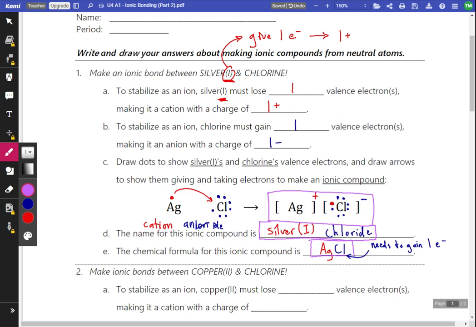Because of this give and take of electrons, we end up with this attraction between the positive ion, the cation, and the negative ion, the anion. And that attraction between those ions is called an ionic bond. And together, those elements, now ions, make a new substance with new properties we call an ionic compound. So this is now an ionic compound held together by that attraction, the ionic bond.